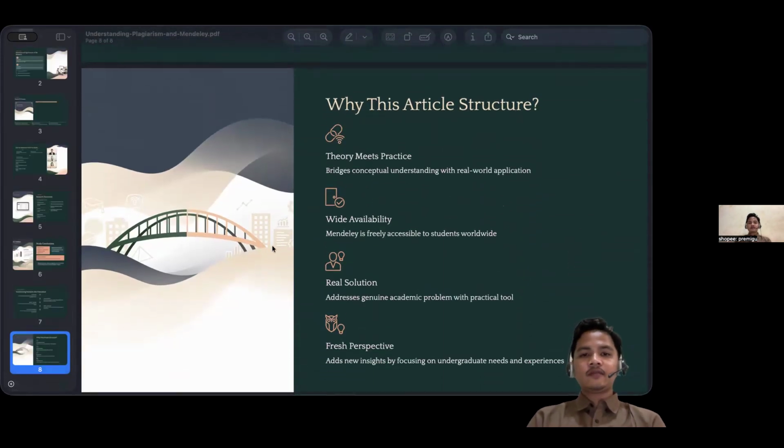Finally, I'd like to explain why this article plan is appropriate. This approach connects theory and practice, which is important in academic writing. Mendeley is also widely available and easy to access for undergraduate students. In addition, it addresses a real academic problem with a practical solution. Most importantly, this topic adds new insights by focusing on the specific needs of undergraduate students in avoiding plagiarism.